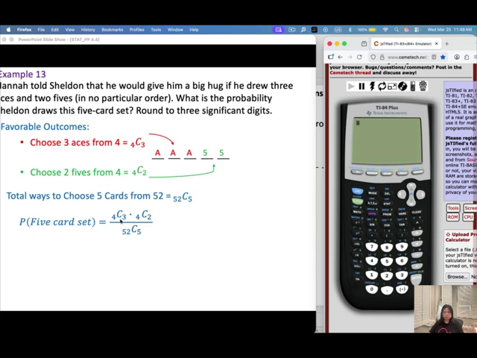Okay, let's try to do it together. So we're going to have 4, math, probability, number 3, times 4, math, probability, 2. And then divided by 52, and then 5. Okay, you're going to get this number. You're going to see that it will be 9.23 times 10 to the power of negative 6.